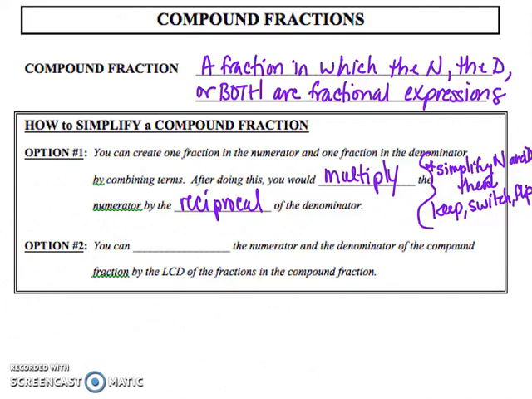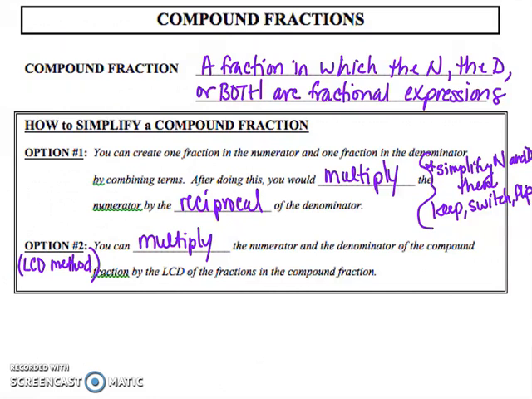Option two, which is my preference because I think most of the time it's a little bit faster, I also call the LCD method. Option two is you can multiply the numerator and the denominator of the compound fraction by the LCD of the fractions in the compound fraction. And again, I'm going to show you both ways with the same problem so that you can see the difference, and maybe you'll have a preference as well.